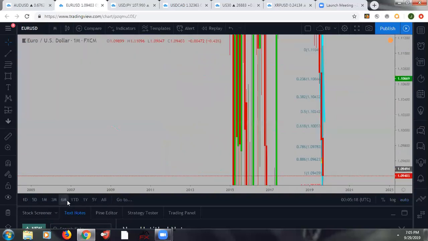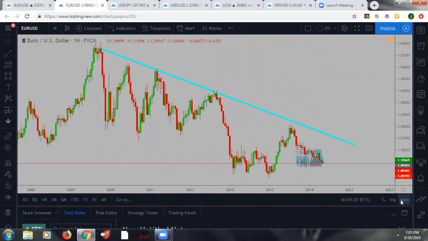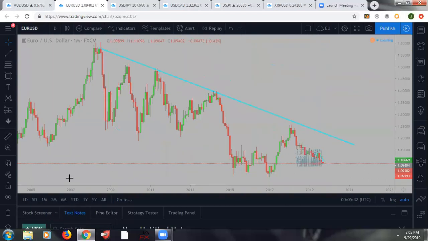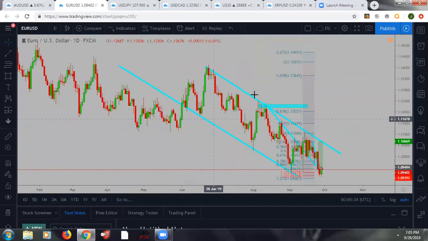So when it comes down to the monthly, simple information, same concept. Market broke away from the support resistance zone, retested. It's within that consolidation zone, and at the same time, it is under that bearish trend line. Nothing more to go through there. Daily. Market is within that channel.